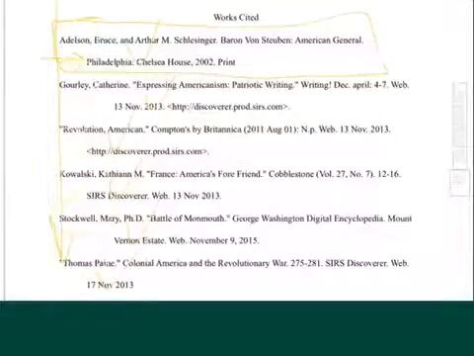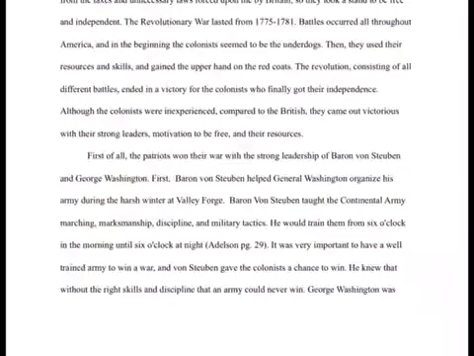So again, Mr. Bowers is going to give you these citations. You simply need to go find them on his blended schools, copy them, and paste them into the works cited at the end of your essay. And then on this slide, I just pulled out a piece of the student's essay to show you what an in-text citation should look like.